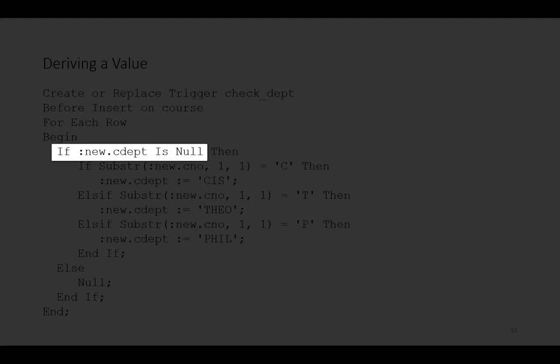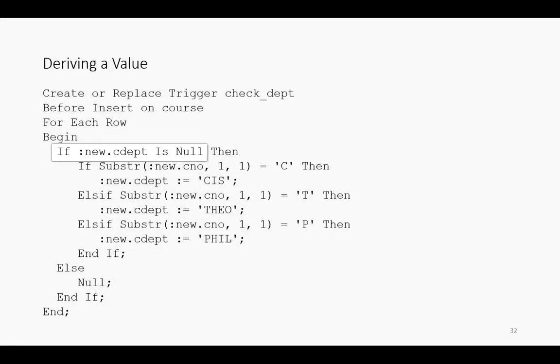In this trigger, we examine the C department column of the new record being constructed. This is an insert operation. If it's null, which means that the user did not provide the value, then we use the course number to determine the department. All computer science courses begin with the letter C. All theology courses begin with the letter T. All philosophy courses begin with the letter P. Perhaps it's a silly example, but it illustrates the idea of how we can automatically supply a value for a column that the user did not supply a value for, perhaps because they were unable to.